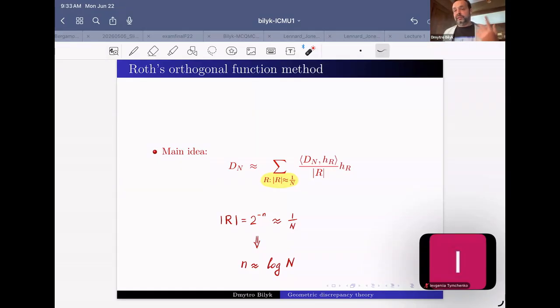So that was the main idea, but now we need to make it precise. Notice one thing that we can see right away. This will sort of explain where the logarithm comes from, because if the size of this rectangle is 2 to the negative n, and it's roughly 1 over the number of points, then little n has to be the logarithm of capital N. So we already see where the logarithm will appear. Now let's start making this idea precise.